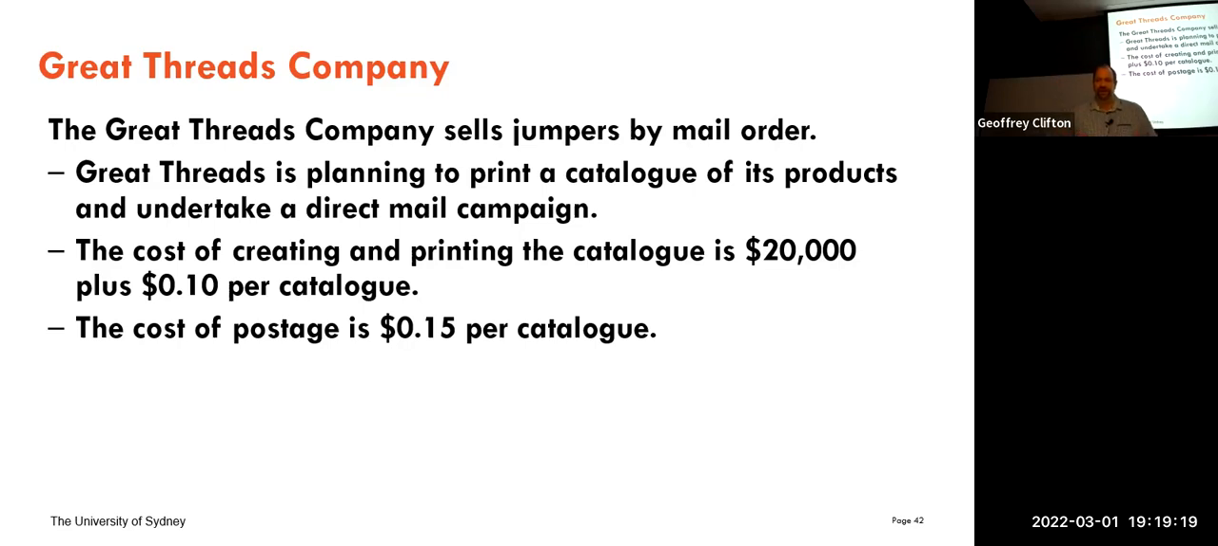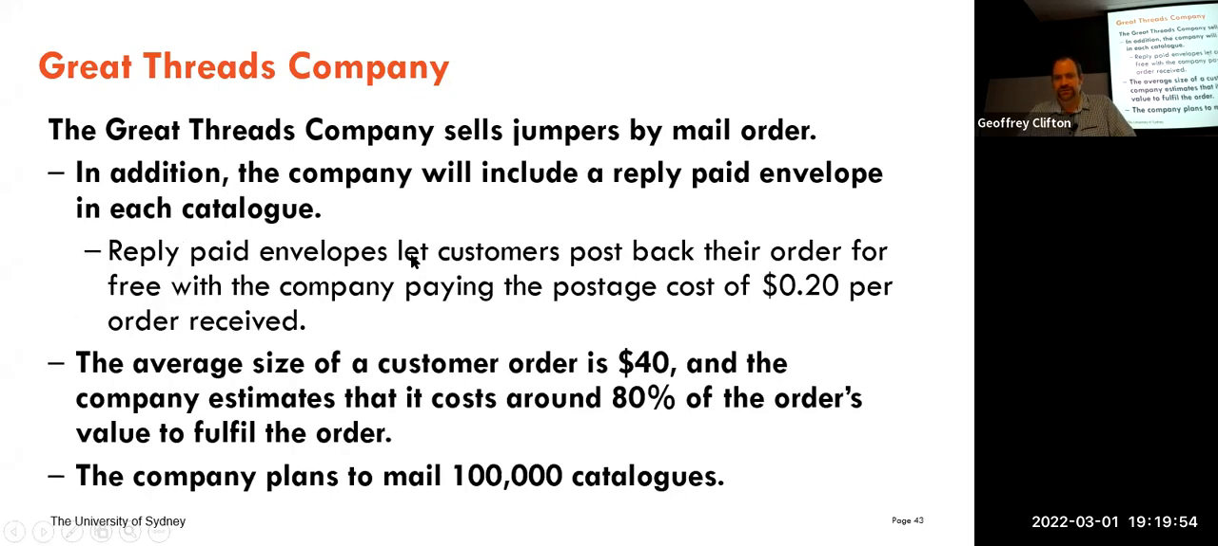Some background information. It costs $20,000 to set up the catalog ready to print. Then it costs 10 cents per catalog that they print. So even if they don't print any, it'll cost $20,000. But then if they print another 10,000, then it would cost an extra $1,000. They then have to post out the catalogs to customers, and that costs them 15 cents per catalog that they send out. So that's what happens when they send out the catalog.